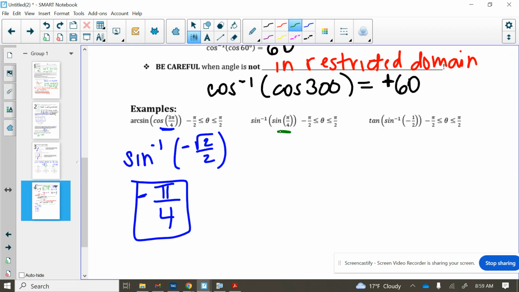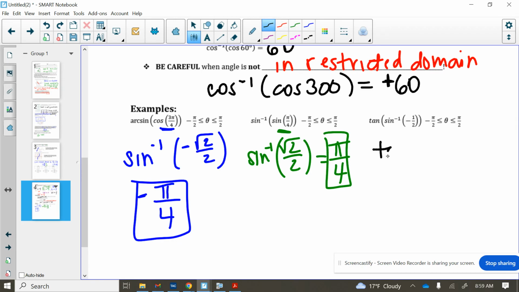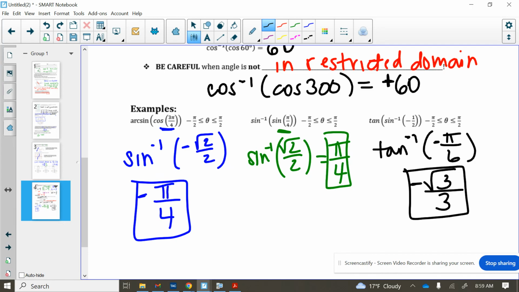The next one, we are starting with pi over 4. That's sine value is square root of 2 over 2. Inverse on that then is going to actually, again, kind of undo itself, and we end up with pi over 4. And then our last one, we start with the inside here, tan inverse of sine of negative 1/2. Sine of negative 1/2 is happening at negative pi over 6. And then the tangent of negative pi over 6 is square root of 3 over 3. And then it's negative because it's negative in quadrant 4.